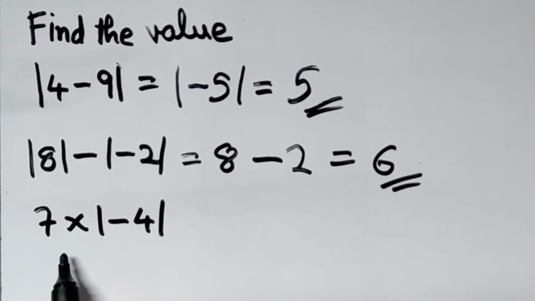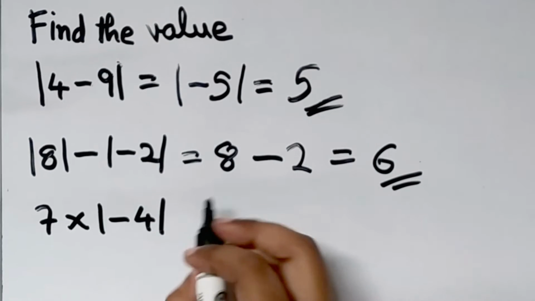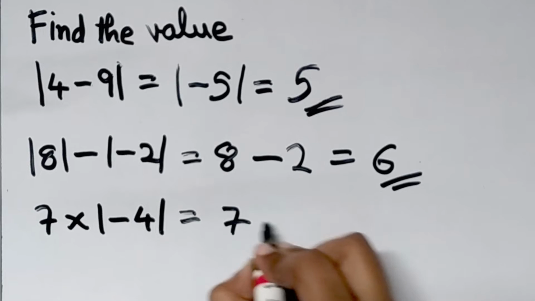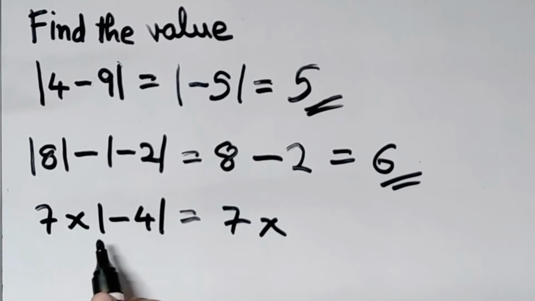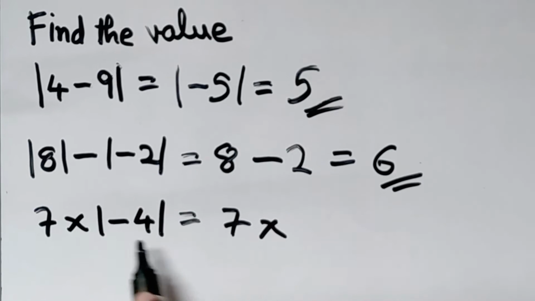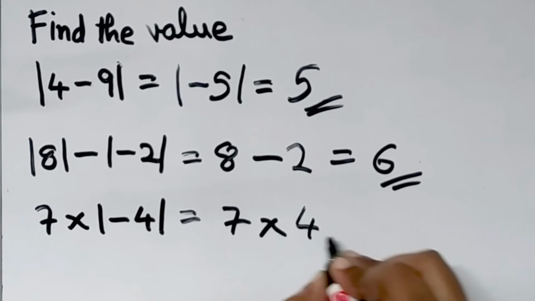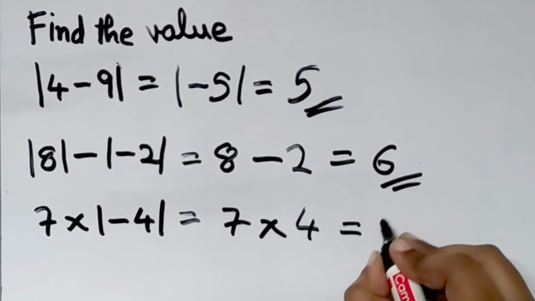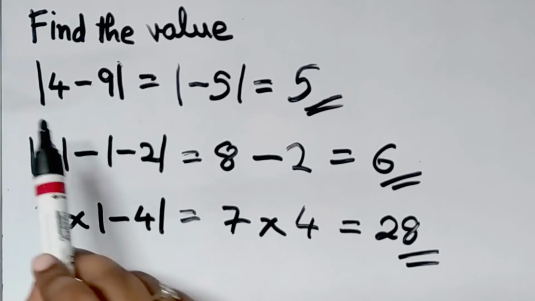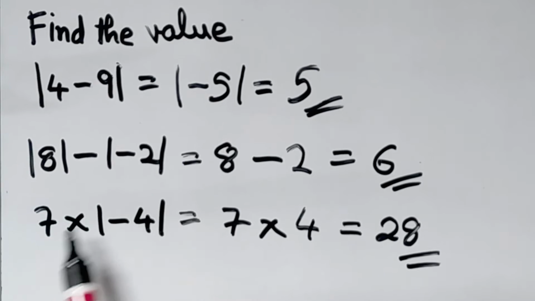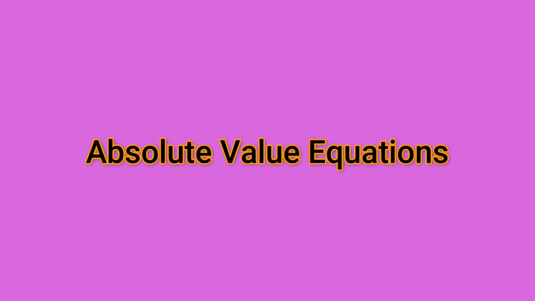Now here, 7 into mod of minus 4. Here minus 4 is negative, so the absolute value of minus 4 will be 4. 7 into 4 is equal to 28. This is how we can solve problems with modulus values. Now we will see absolute value equations.